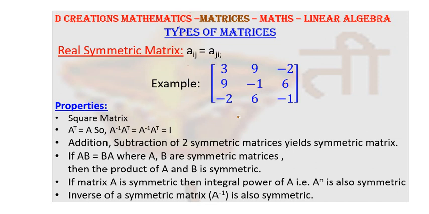In other words, what does it mean when I say that Aij is equal to Aji? For example, A12 is equal to A21. Correct. I am talking about transpose. Transpose of this matrix is equal to itself. So, A transpose is equal to A. Now, here is an example of a symmetric matrix.